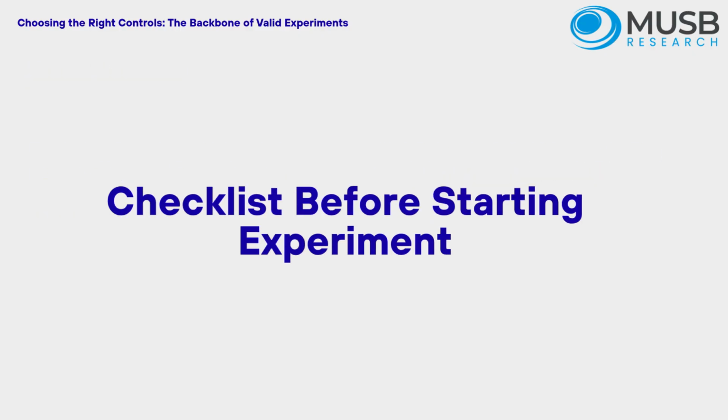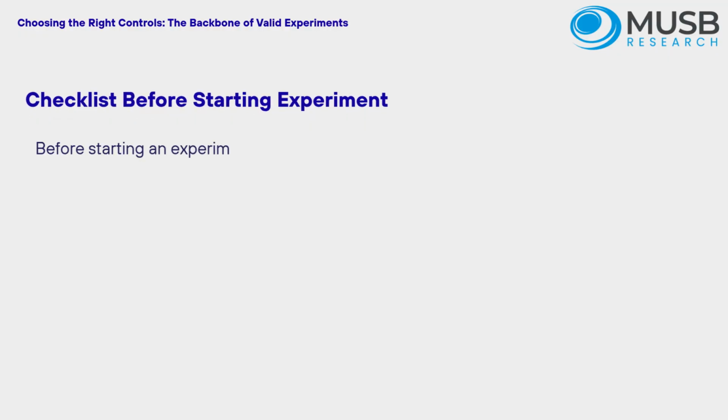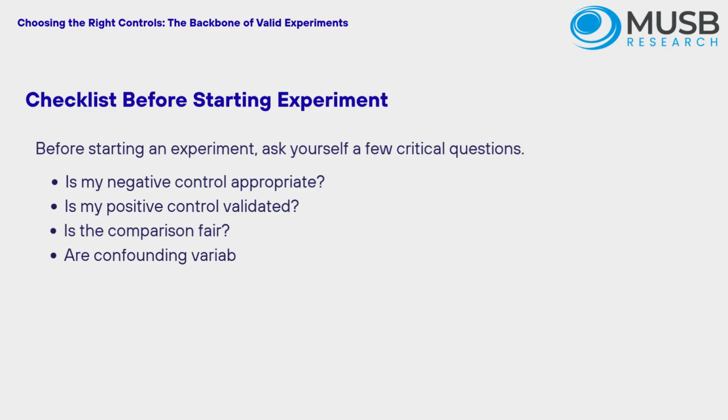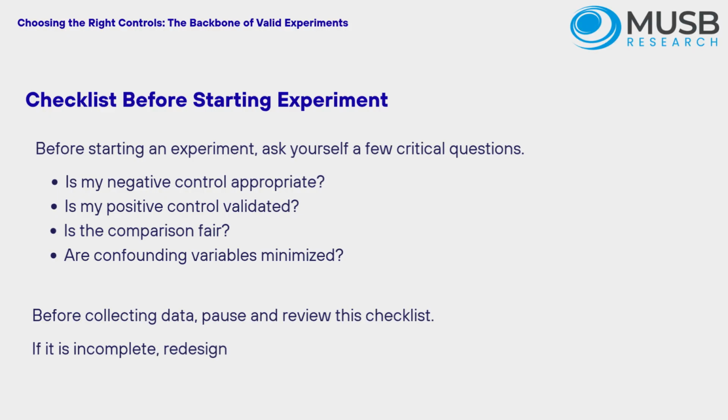Checklist before starting experiment. Before starting an experiment, ask yourself a few critical questions. Is my negative control appropriate? Is my positive control validated? Is the comparison fair? And are confounding variables minimized? Before collecting data, pause and review this checklist. If it is incomplete, redesign the experiment now, not after the results.